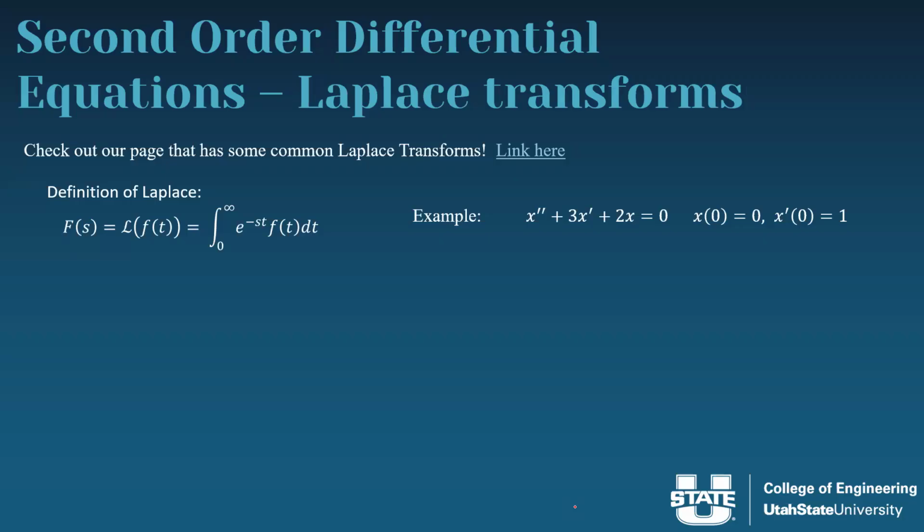So here we have this ODE: x double prime plus 3x prime plus 2x equals 0. This is kind of a simple problem since we don't have a forcing function on the right side, since we're just doing this as an example, with two initial conditions. So the first step is to apply the Laplace transform to both sides, where the Laplace transform of 0 is just 0.